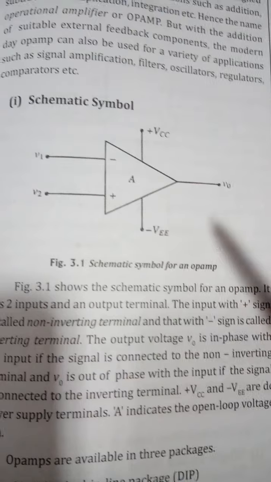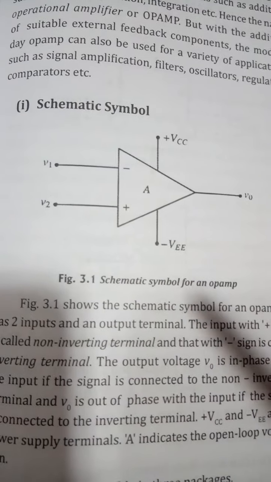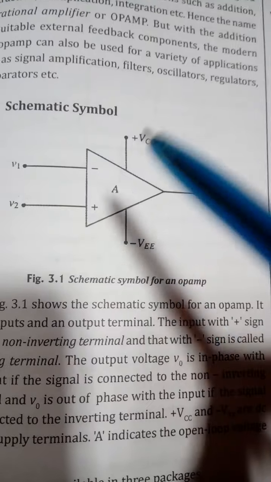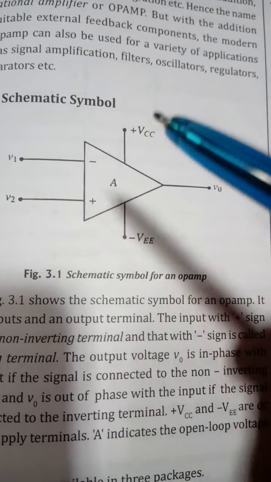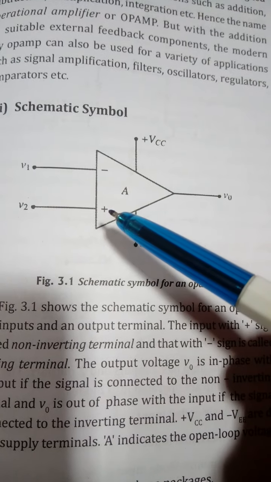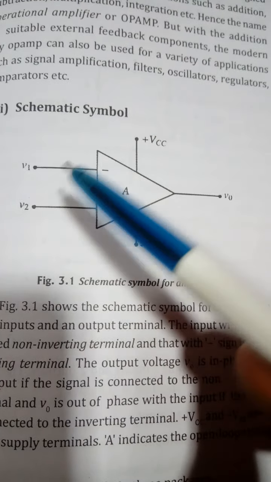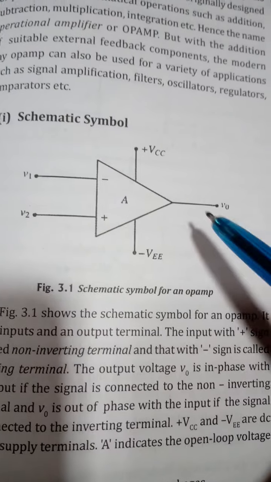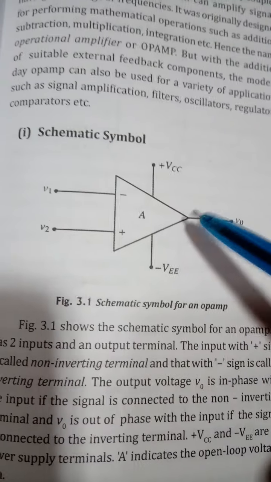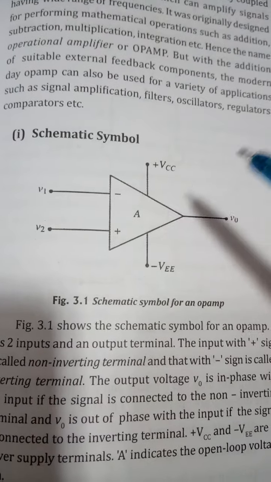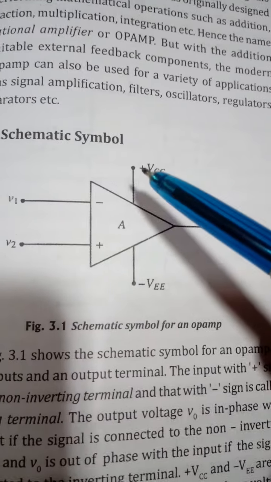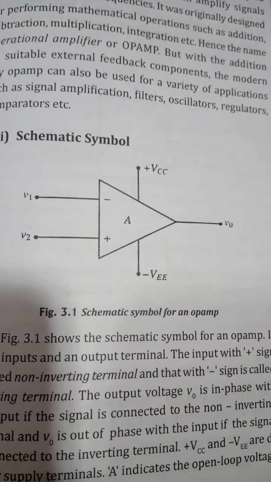This is how the schematic symbol of an operational amplifier looks. It has two input terminals, namely the negative terminal and the positive terminal, where the input voltages V1 and V2 are given, and the output is V0. It also has two power supply terminals, namely VCC and VEE.